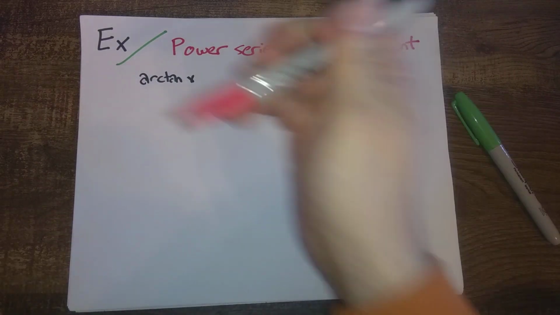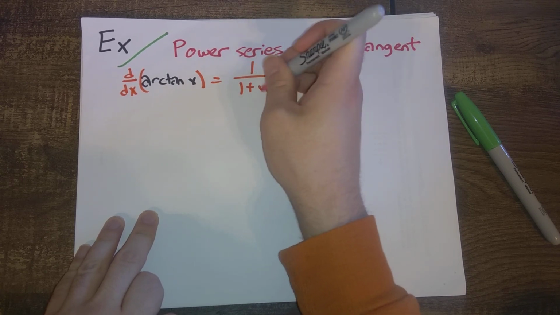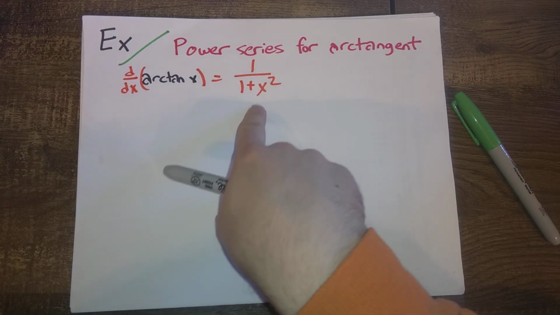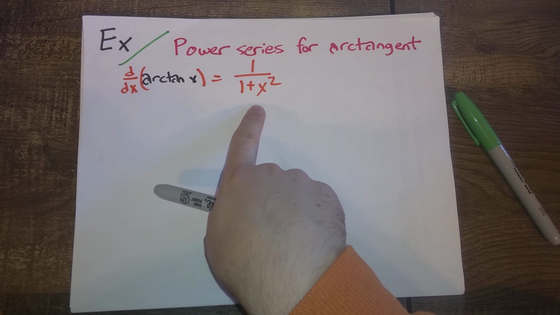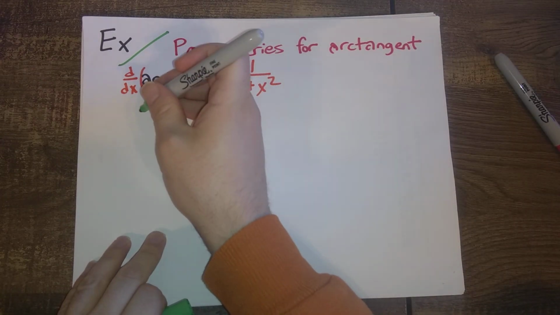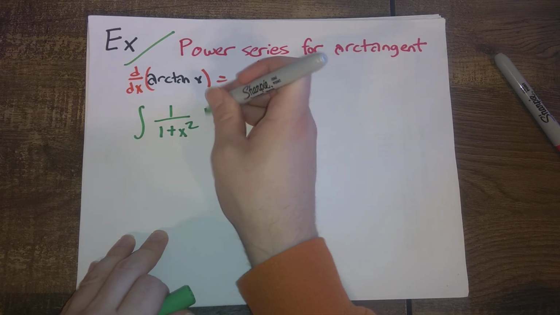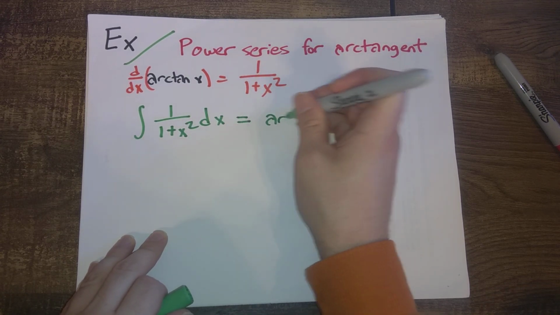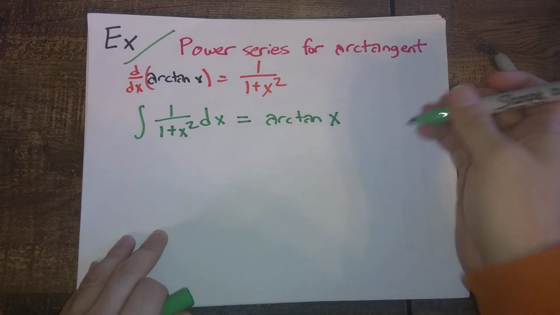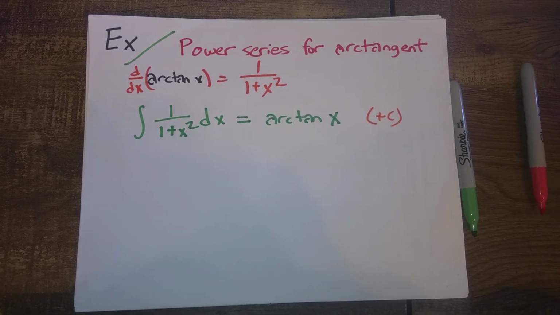Okay, so what do we know about arctangent? Well, we know that the derivative of arctangent x is 1 over 1 plus x squared. So the antiderivative of 1 over 1 plus x squared is arctangent plus a constant. So let's write that down. The antiderivative of 1 over 1 plus x squared is arctangent of x plus a constant.